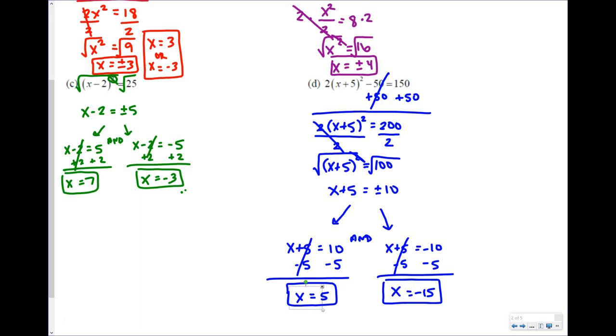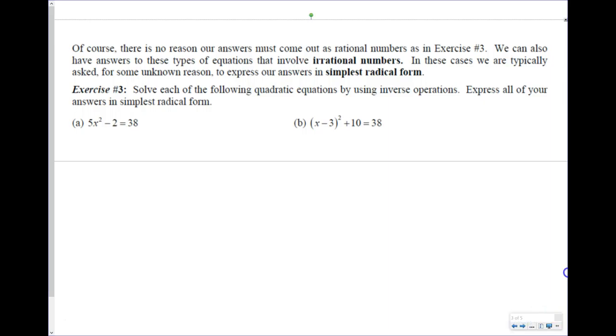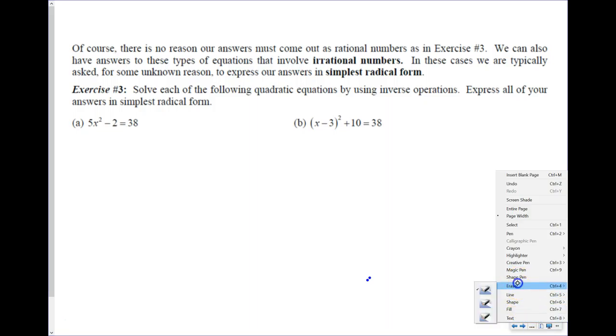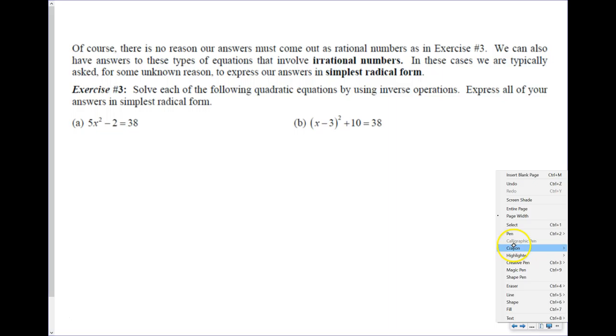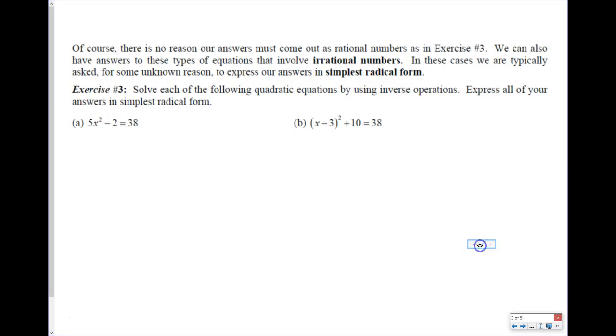Okay? Let's take a look at some problems that don't always come out to a whole number. Those 3 examples came out to whole numbers, which makes our work a lot easier, but what happens when it doesn't come out to a whole number? So exercise 3 has the same direction. Solve each of the following quadratics using inverse operations. Express all of your answers in simplest radical form. So we don't want to convert to decimals. We want to use what we learned in lesson 13.1, I believe, or 2, where we had the square root lesson. So let's see what I mean here.